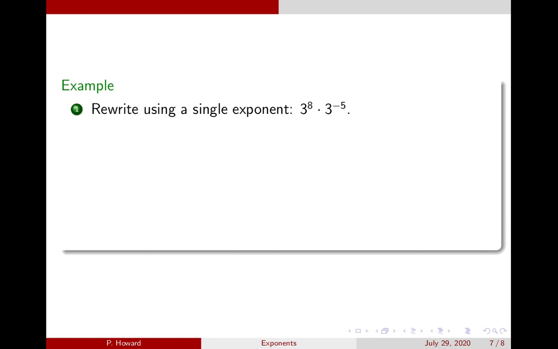Okay, let's try a few examples using the rules for exponents. 3 to the 8th times 3 to the minus 5th. Here we are multiplying 2 powers of 3. This is law number 1. You add exponents in this situation, so this can be written as 3 raised to the power 8 plus minus 5. And 8 plus minus 5 is 3. Final answer, 3 to the third.